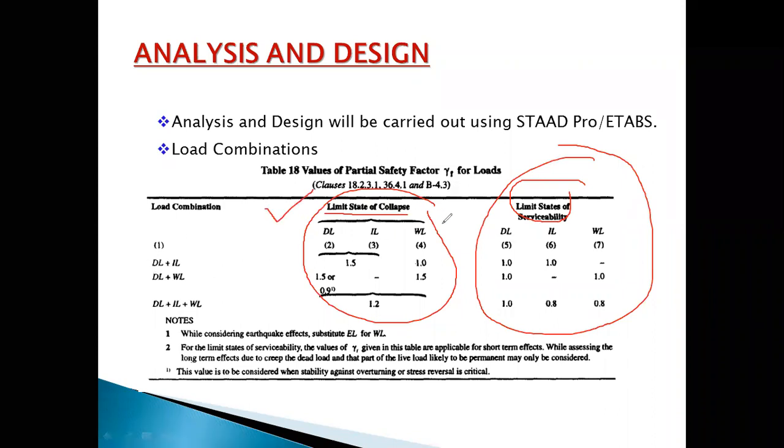One is limit state of strength or collapse. Second one is limit state of serviceability. So it is easy to remember it. Here I have dead load, imposed load, and then wind load, right? Wind load can be replaced with the seismic load also. Wind load can be replaced with the seismic load.